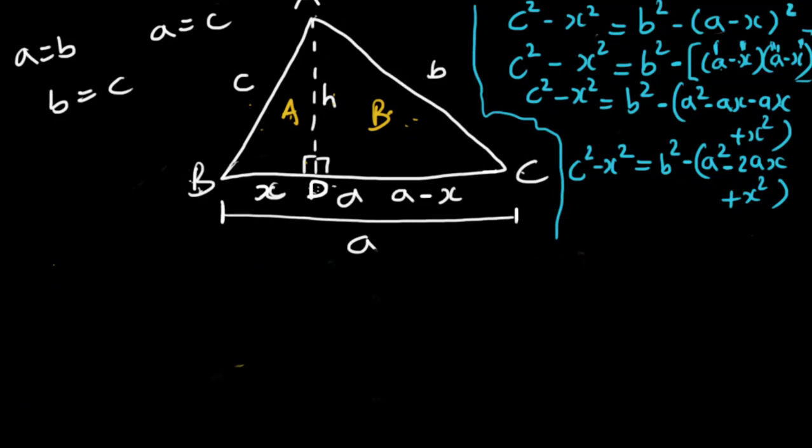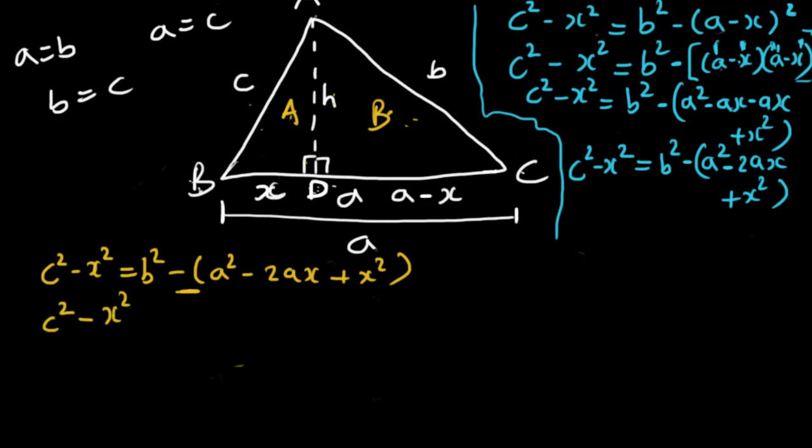Alright, let me rub up this side so we can have it in a clearer way. So remember, I have c squared minus x squared equals b squared minus (a squared minus 2ax plus x squared). Open this bracket. So we'll be having c squared minus x squared equals b squared. If we open the bracket, minus times a squared will be minus a squared, minus times minus 2ax will give us plus 2ax, then minus times plus x squared will give us minus x squared. I hope you know that there's an invisible one here, so it's like we are doing minus 1 times a squared, minus 1 times minus 2ax, minus 1 times x squared.